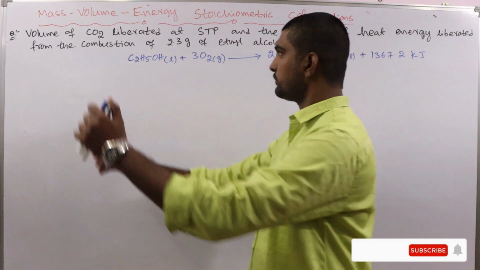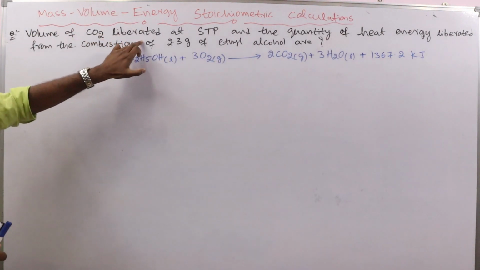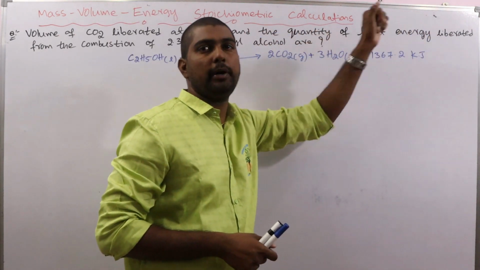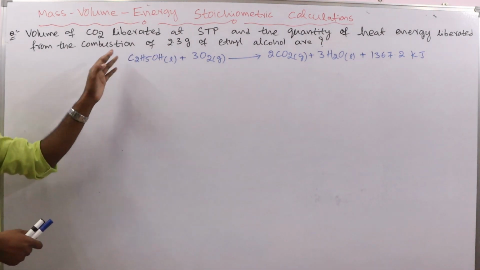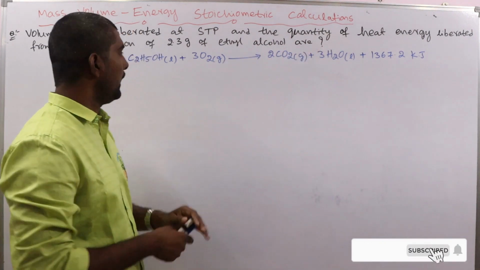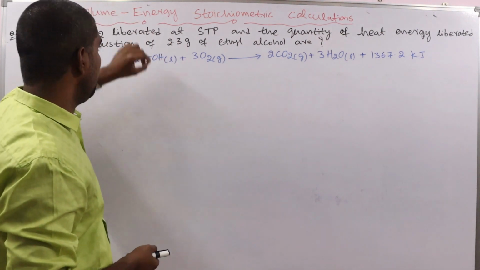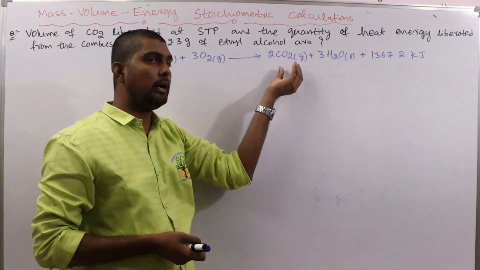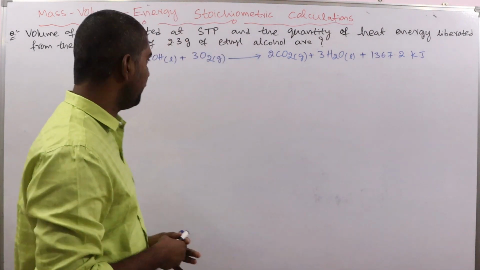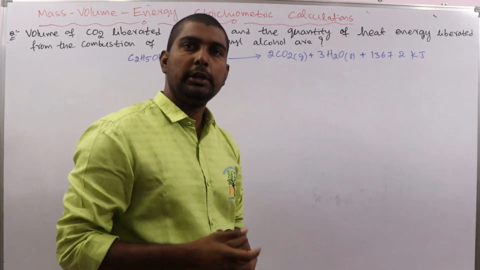So here, look at the given problem. Find the volume of CO2 liberated at STP and the quantity of heat energy liberated from the combustion of 2.3 gram of ethyl alcohol. The reaction is also provided in the problem. So what we have to calculate is how many liters of CO2 is liberated and how much heat is released when 2.3 gram of ethyl alcohol undergoes combustion.